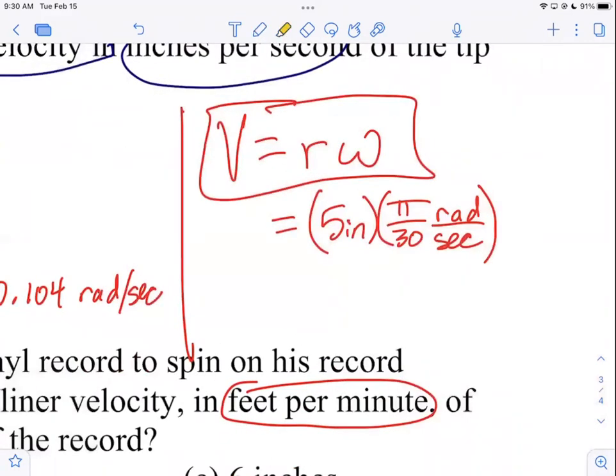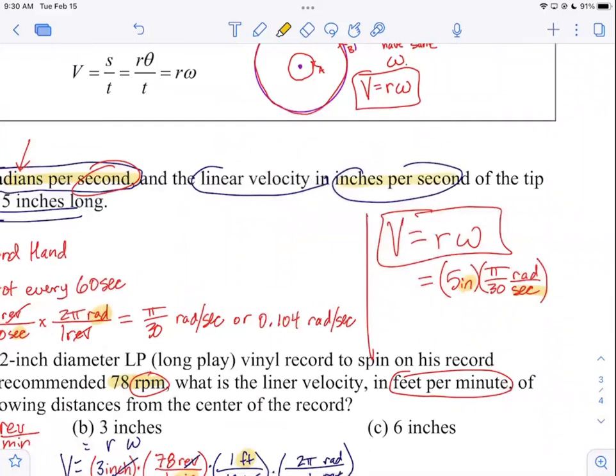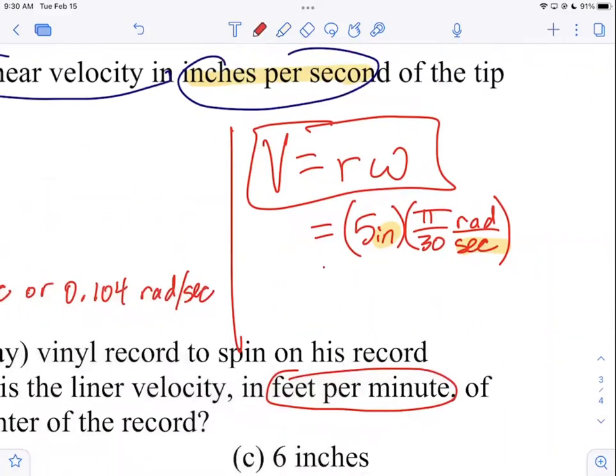Let's see what the units are going to be now. The units are going to be inches radians, which is just inches per second. Is that what I want? Inches divided by second? Yeah. So there it is. If I simplify, I could do 5 divided by 30, which gives you a 6th. So this becomes either pi 6 inches per second, or if I want to actually type it out, what would be pi divided by 6? 0.523 inches per second. All right.